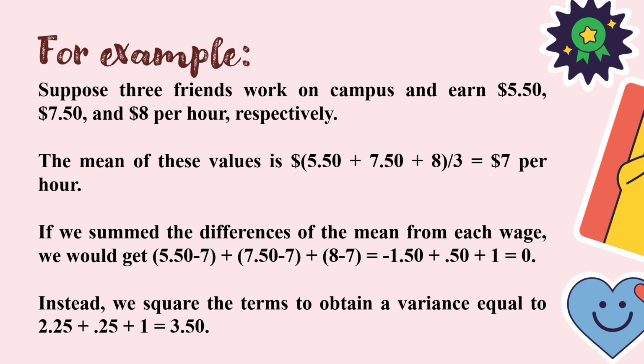So instead, we square the terms to obtain a sum of squares equal to 2.25, which is the square of -1.50, plus 0.25, which is the square of 0.50, plus 1, which is the square of 1 itself. So we have a total of 3.50.